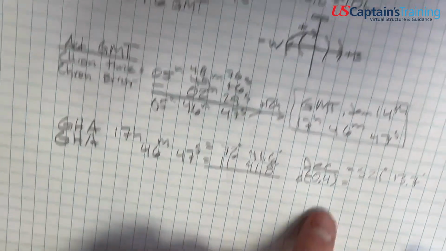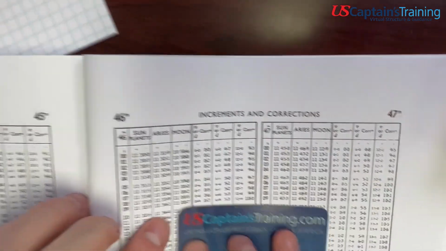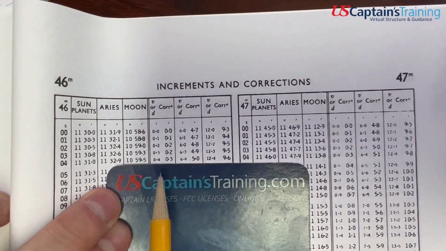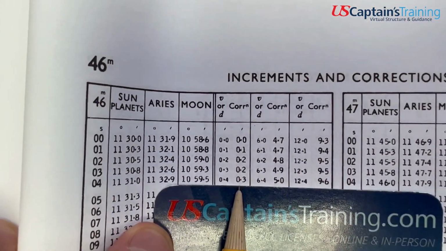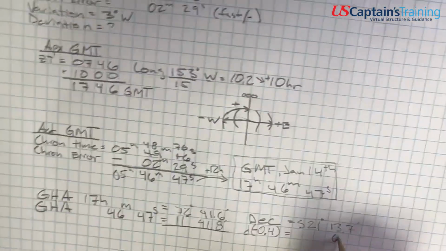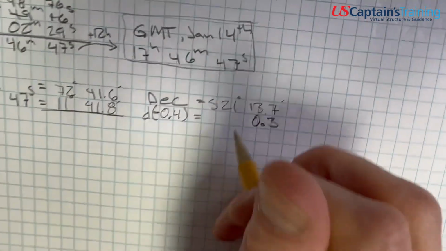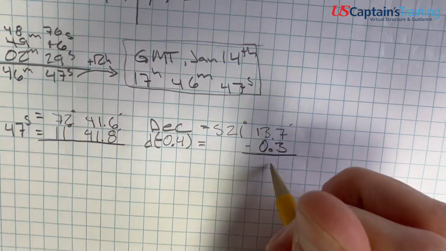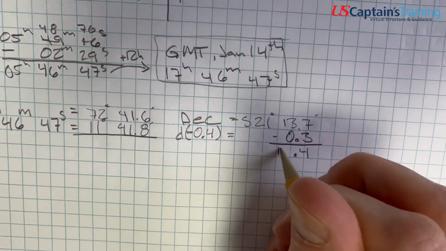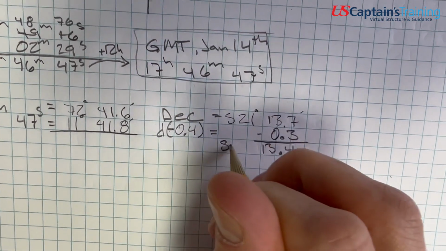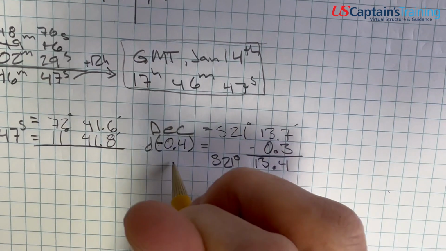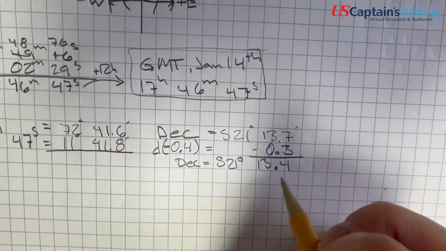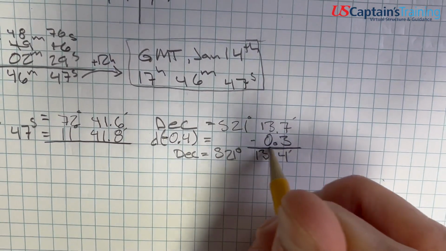We're going to add those together, but let's get the correction for it. 0.4. So here's the correction, 0.4. We're going to use 0.3 negative. We are going to subtract this. 7 minus 3 is 4. 13. So we got south 21 degrees, 13.4 minutes. That's our declination.